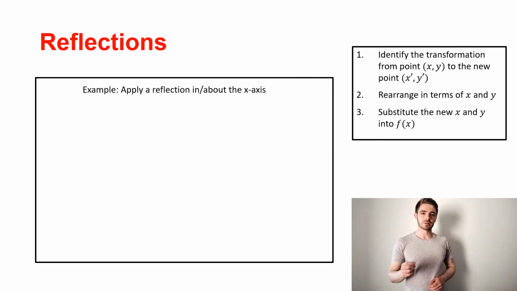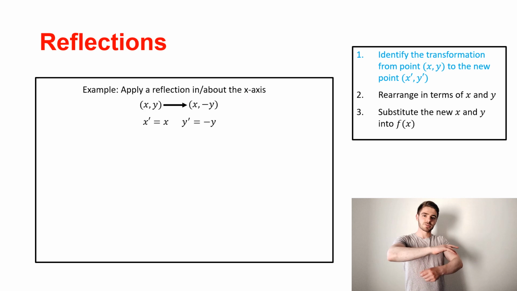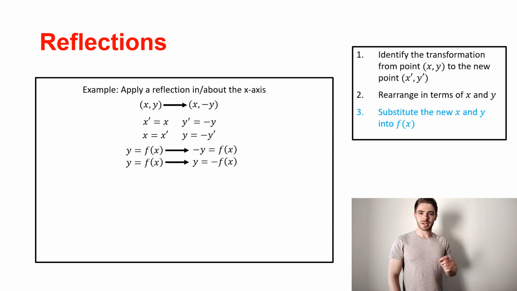Suppose we want to apply a reflection in the x-axis. Step 1. A reflection in the x-axis means that the x values stay the same, but the y values change. Next, we rearrange for x and y. And finally, we substitute our new value of x and y back into y equals f of x. So, if we want to apply a reflection in the x-axis, or about the x-axis, then all we have to do is apply a minus sign to the whole of f of x.